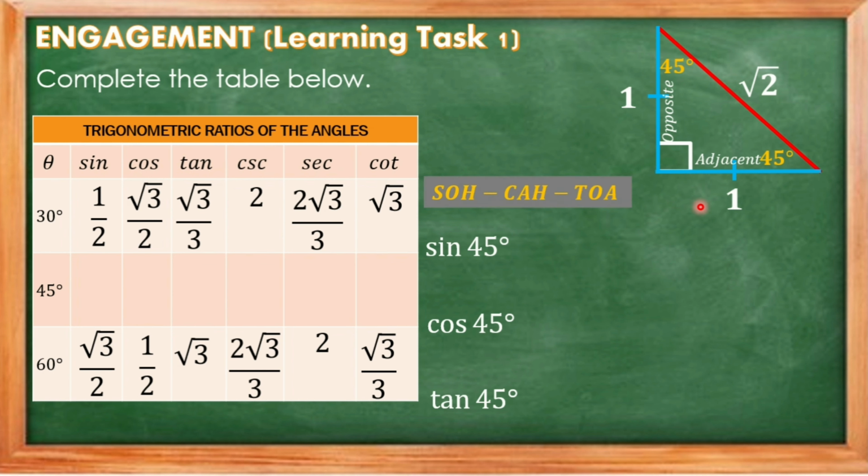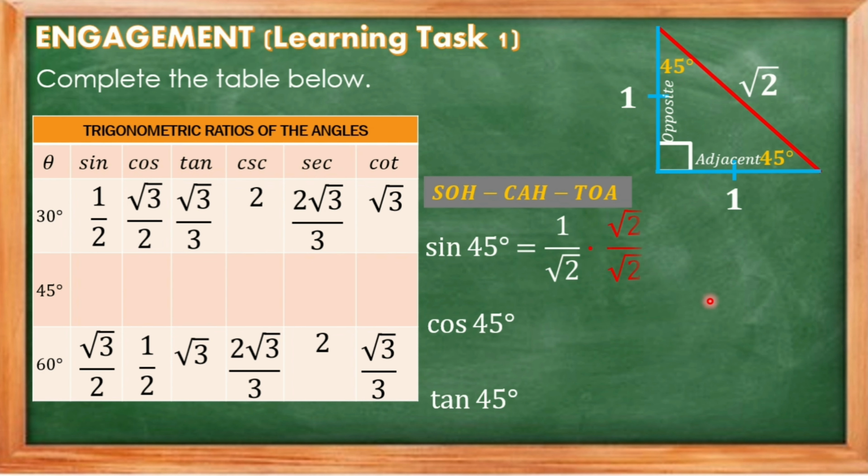Gamitin natin ulit yung SOH-CAH-TOA. So, for sine 45 degrees, SOH muna yung gagamitin natin, opposite over hypotenuse. So, yung opposite natin is 1, and then hypotenuse is the square root of 2. So, we have sine 45 degrees is equals to 1 over the square root of 2. So, naka-radical ulit yung denominator, so kailangan natin siyang i-rationalize.